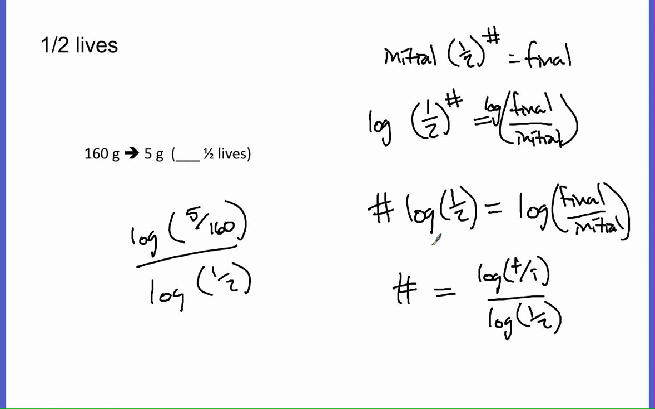But divide now by the log of 1/2. And I could just punch in 0.5, but I'll put 1 divided by 2 inside the parentheses as well. My final answer, though, gives me a nice clean whole number. It's 5. So I have 5 half-lives. That means that if I divided 160 by 2 5 times, I'd get to 5, which you can check to make sure it's true. 160 turns into 80, turns into 40, turns into 20, 10, 5 after 5 times of dividing by 2.